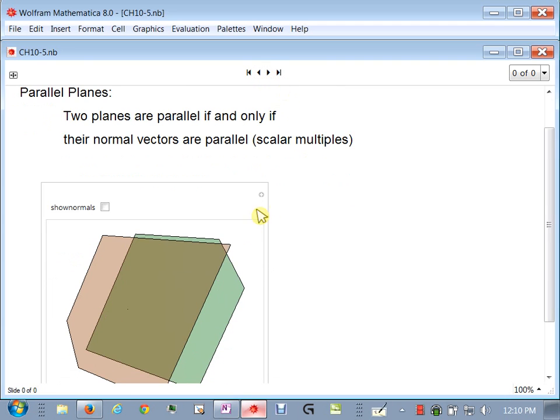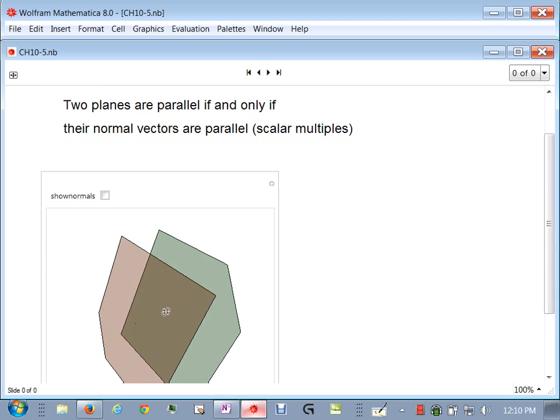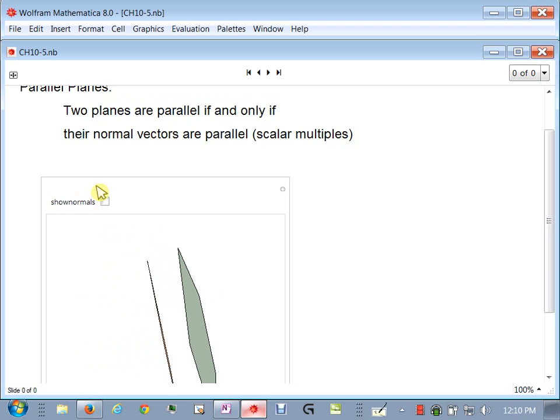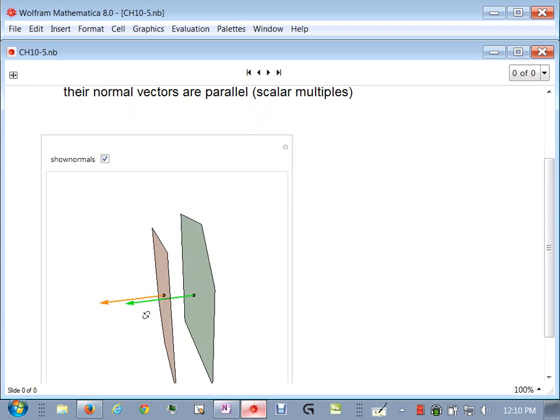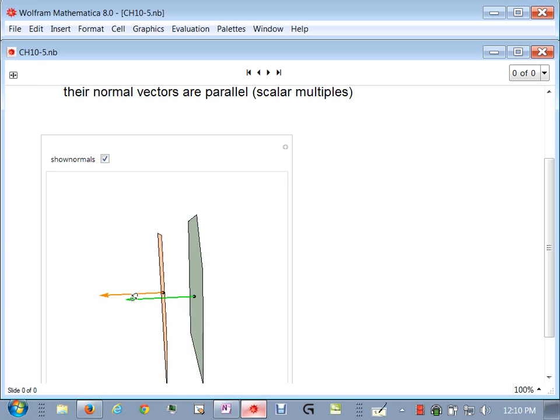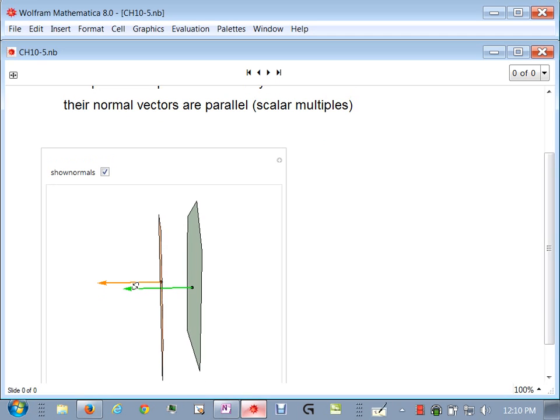All right, so if that's true, then two planes are parallel if and only if the normal vectors are scalar multiples, right? There's your normal vectors. They're not pointing the same direction necessarily, but they're scalar multiples. One could be pointed out the other side. So parallel planes, normals are parallel.